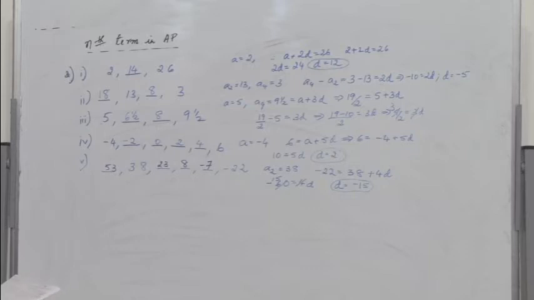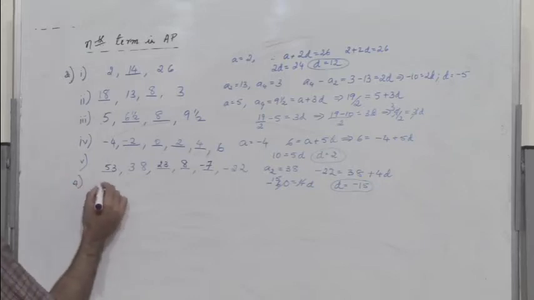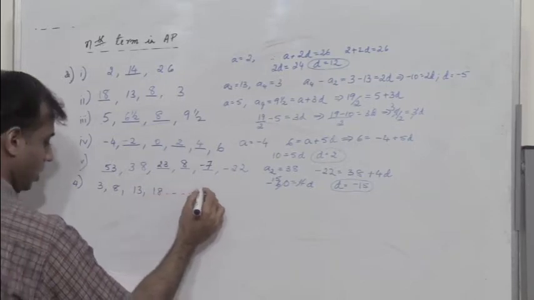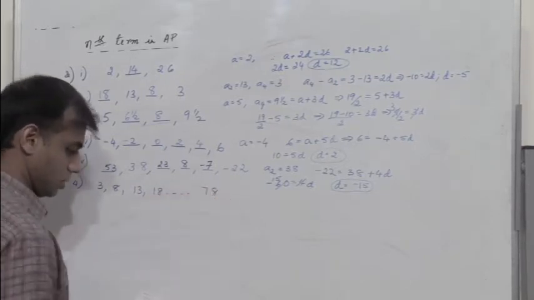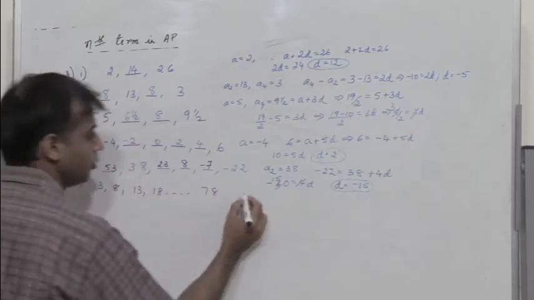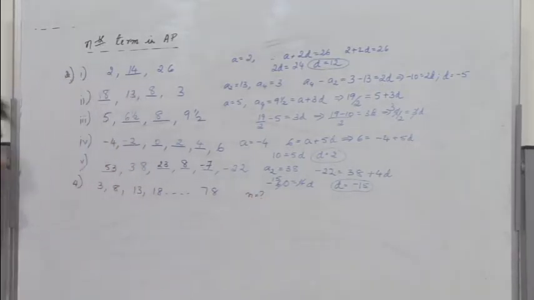The question is, which term of the arithmetic progression 3, 8, 13, 18 is 78? So we have an arithmetic progression 3, 8, 13, 18 and somewhere we have the term 78. So I would now like to know which term this is. So I would like to know the value of n.